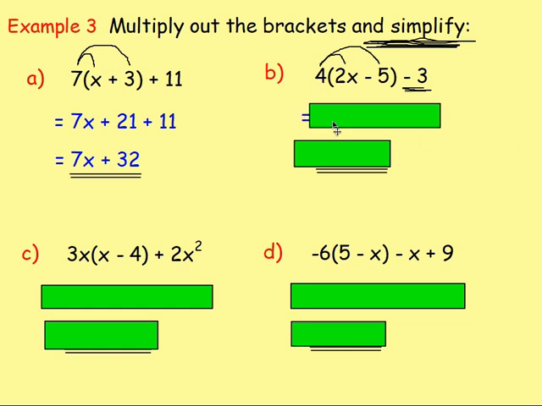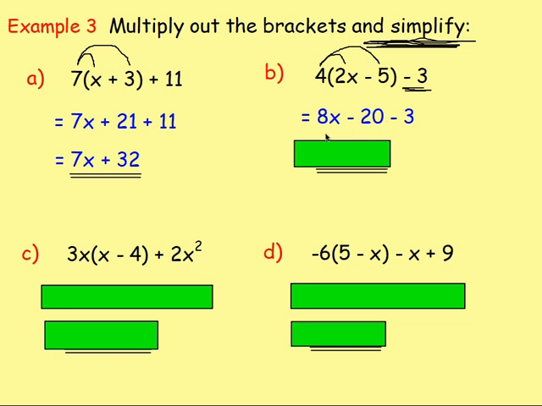So 4 times the 2x gives you 8x. 4 times the negative 5, what's that? Negative 20. And the negative 3, do you multiply that by 4? No. It's not in the brackets. You leave it as take away 3.